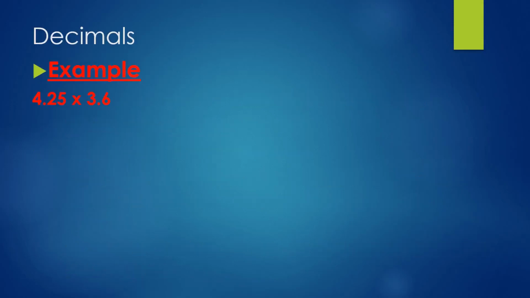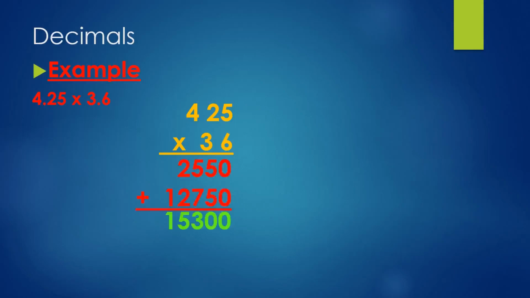For example, 4.25 multiplied by 3.6. We're going to line them up like a normal multi-digit problem. Then we ignore the decimals. And then we just multiply as we normally would. And you'd have steps that look like this. The answer there would be 15,300.